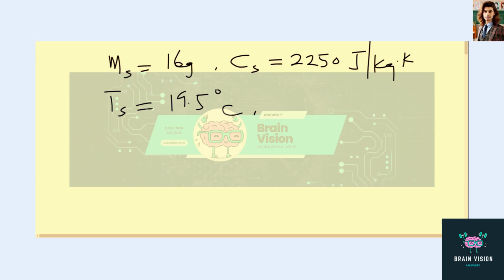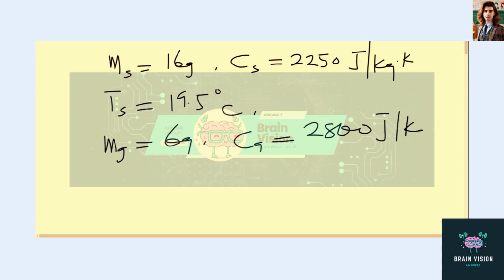Now let's look at the mass of the glass vial. The mass of the glass vial, M subscript G for the glass, is 6 grams. And then the specific heat capacity of the glass vial is 2800 joules per kilogram per Kelvin.